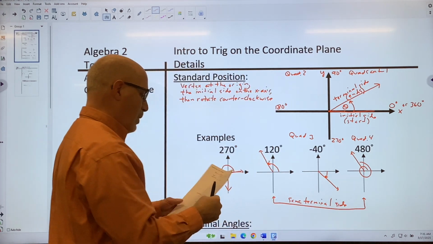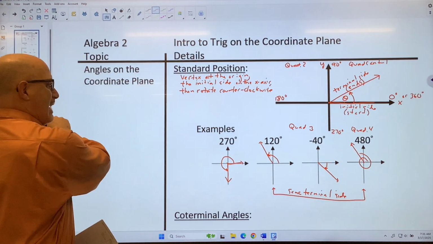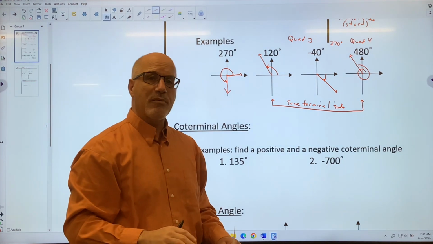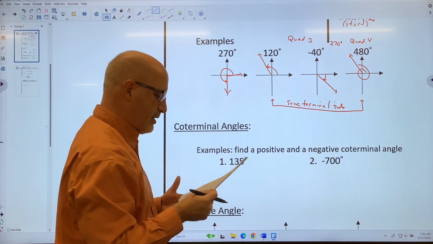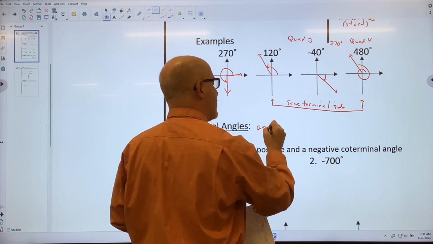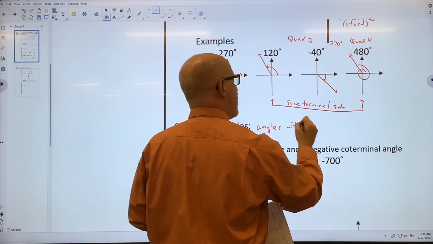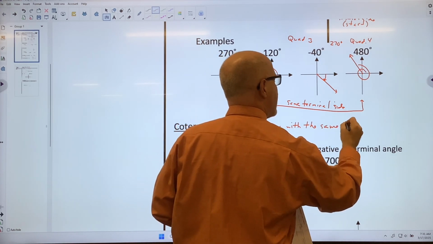Okay, so when we have that, we're going to give that a name. When they end in the same place and have the same terminal side, we call that coterminal. They share the same terminal side. So these would be angles with the same terminal side.